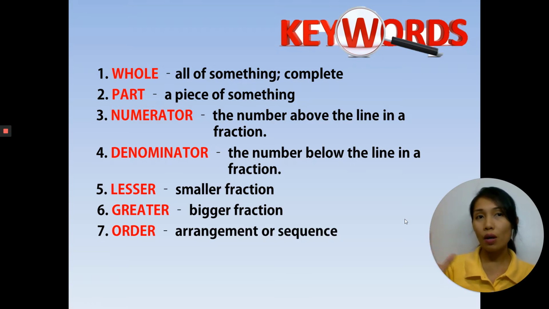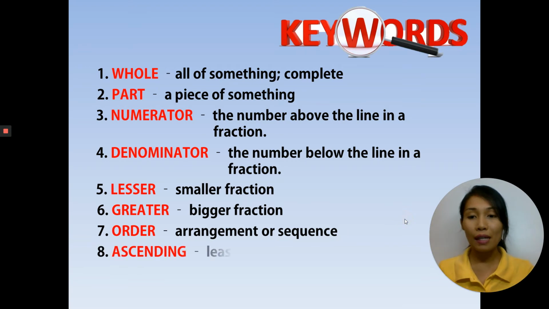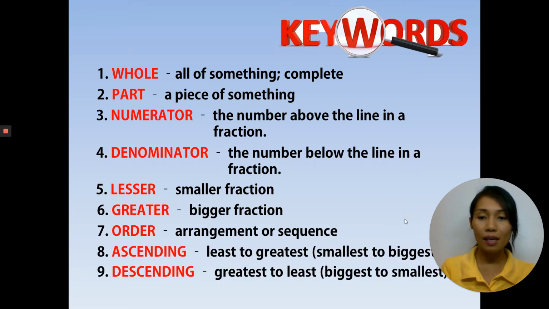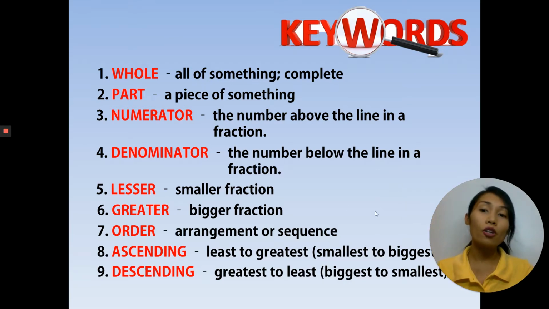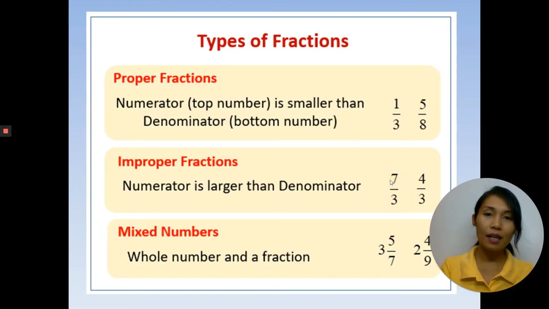So when we say arrange this, put this in order, that means you arrange either in ascending or in descending order. Ascending means from the least to the greatest, or from the smallest to the biggest, and descending means from the greatest to the least, or from the biggest to the smallest. Okay, so these are the keywords that we're gonna use in this lesson.